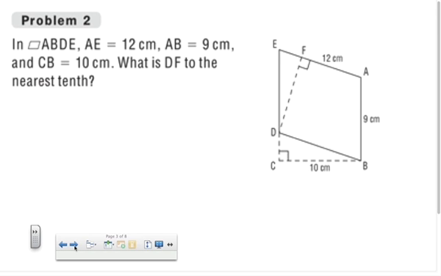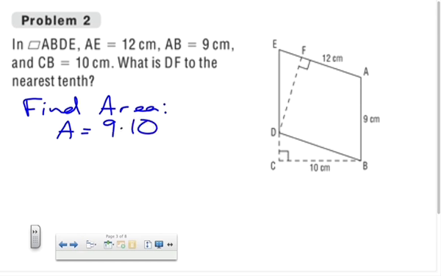Remember my answer to Quentin's question about how do I know which one is the base? The base is always a side of the parallelogram. So which side of the parallelogram, the 12 or the 9, do I know the length of the perpendicular segment for? The 9, yes. I know this 10 that's perpendicular to it. So I can use that to find the area. So area equals 9 times 10, which is 90.